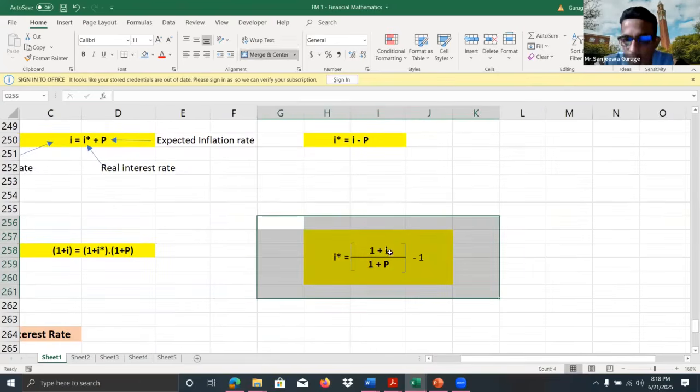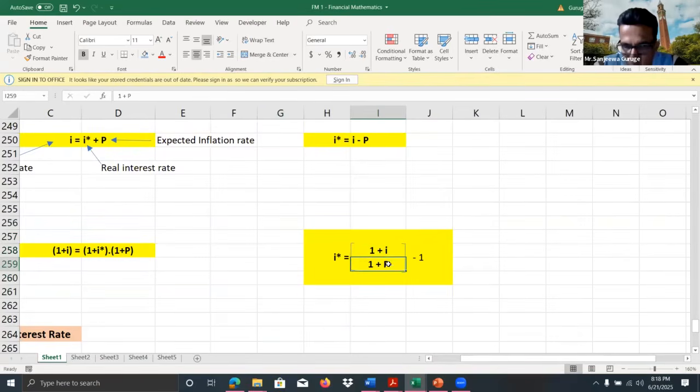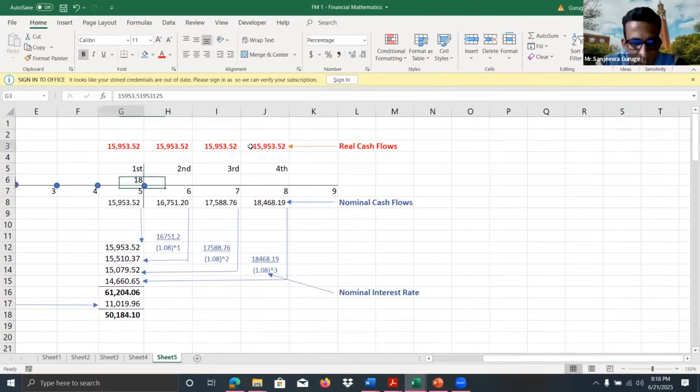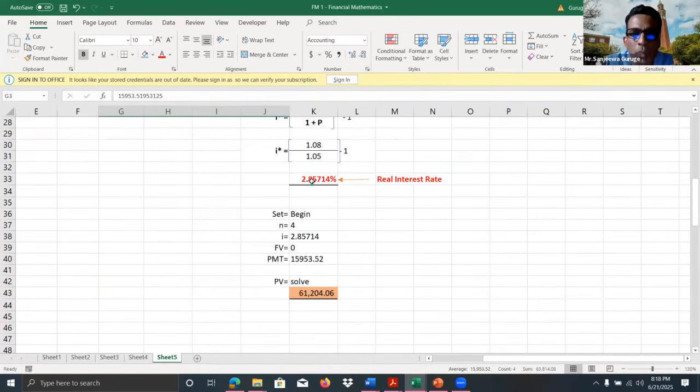So this is the formula: 1 plus nominal rate divided by 1 plus expected inflation, minus 1. We get the real rate. And this is the rate we should use to discount these cash flows. Cash flows without inflation, so the discount rate also should be without inflation.